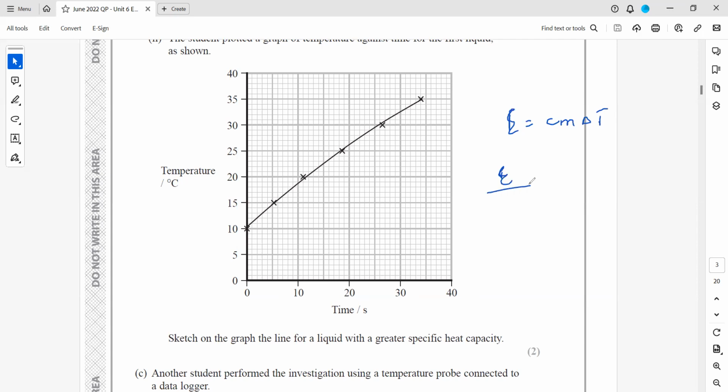So if we are supplying the same amount of energy, we keep the same mass. So what is the relation between temperature change and the specific heat capacity? The higher specific heat capacity means a smaller change in temperature. We start both liquids with the same initial temperature. But because the second liquid has a greater specific heat capacity, it should have a lower temperature change in the same time interval. So your line will be a bit curved and it should be below the original.